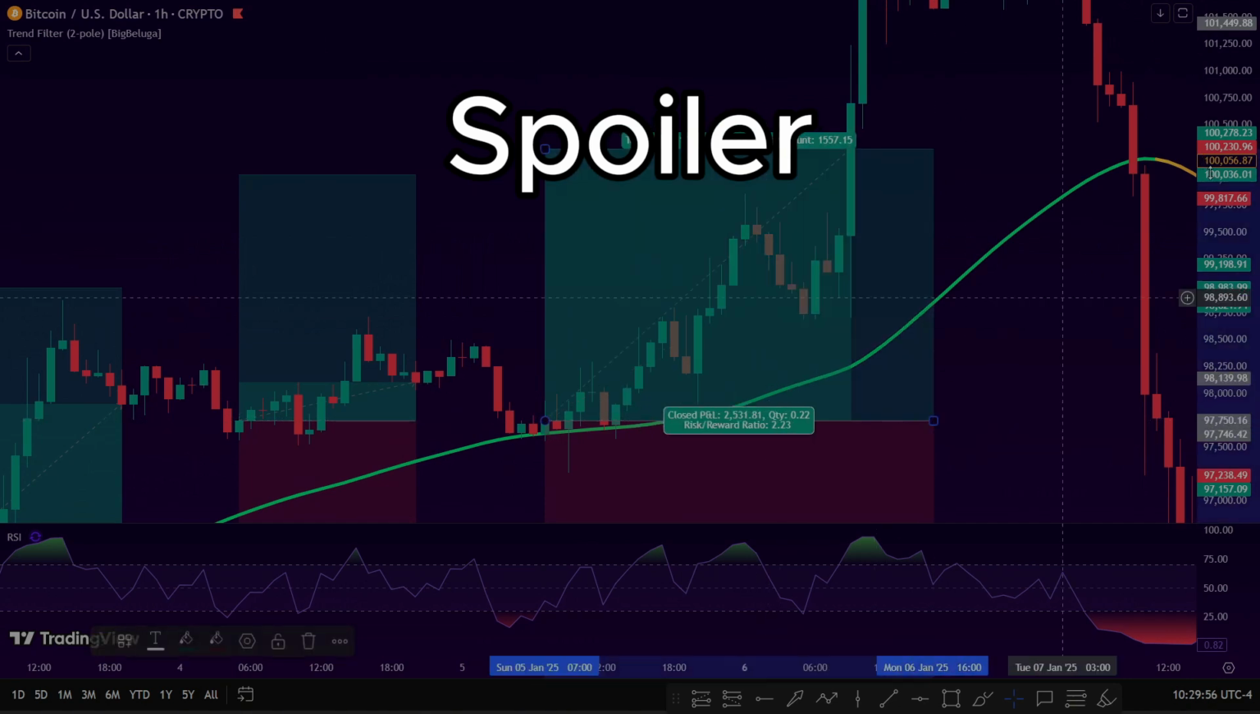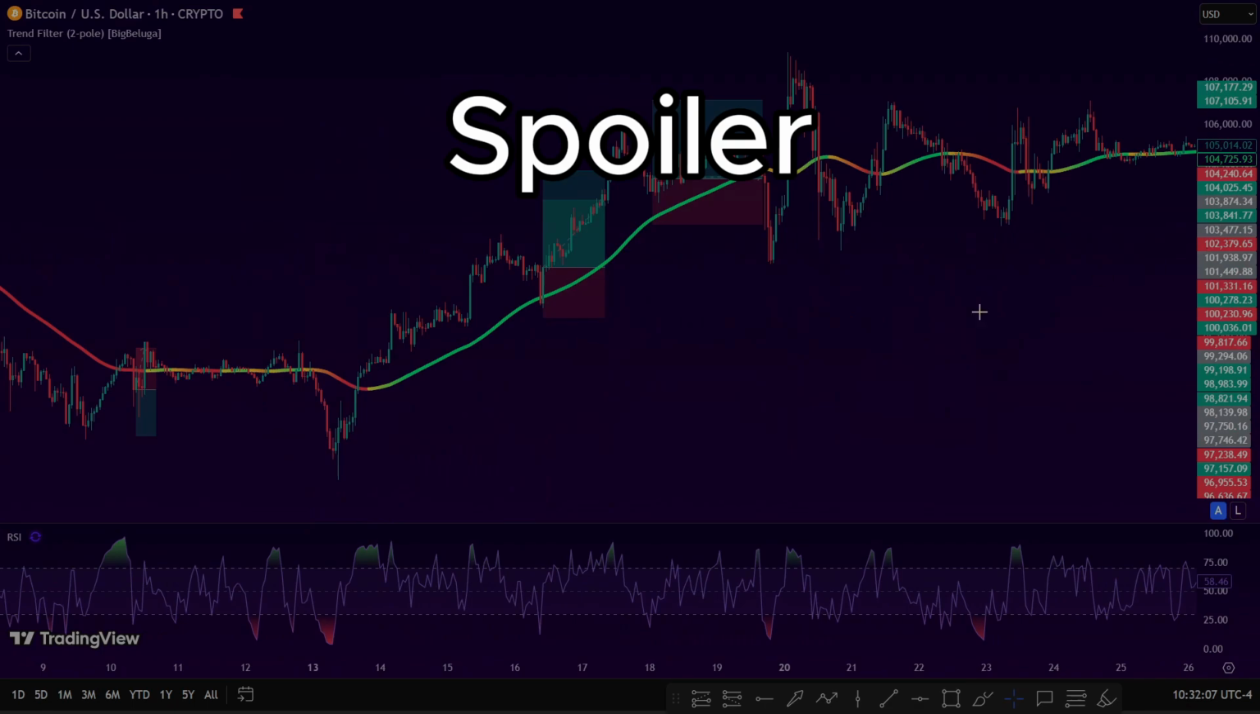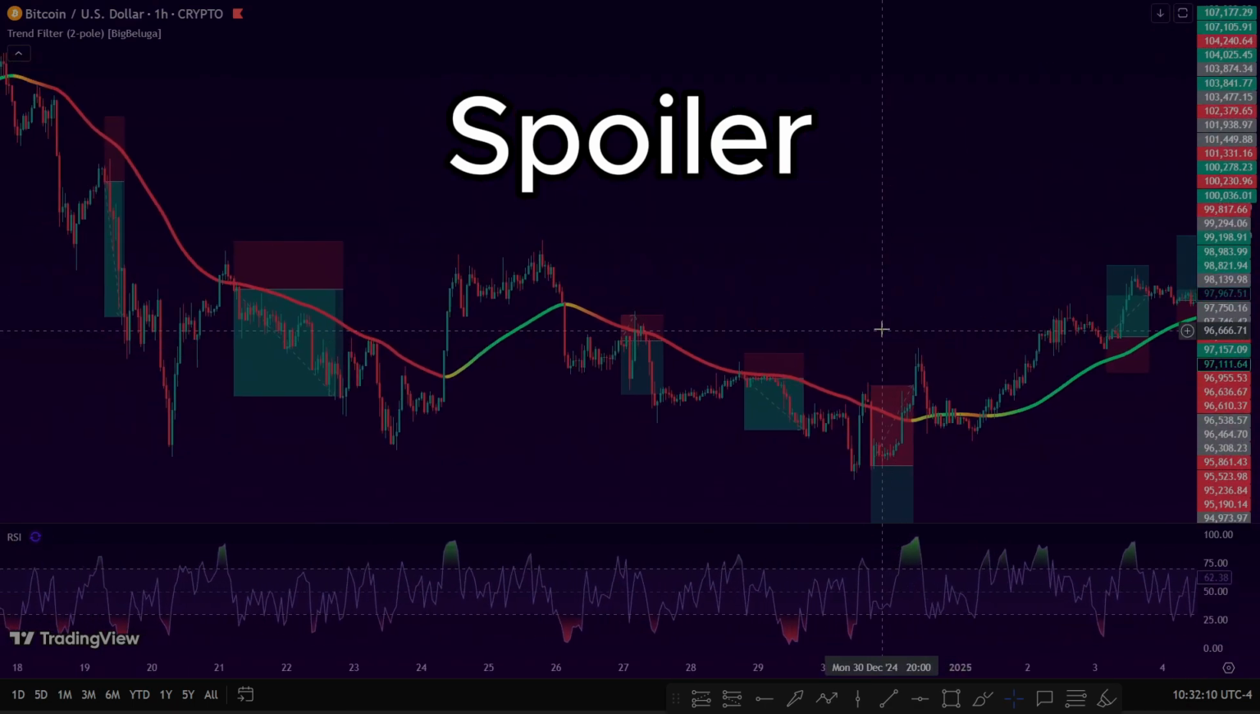It is also a successful signal, as you can see here. You can also see the overall signals that this indicator has given.